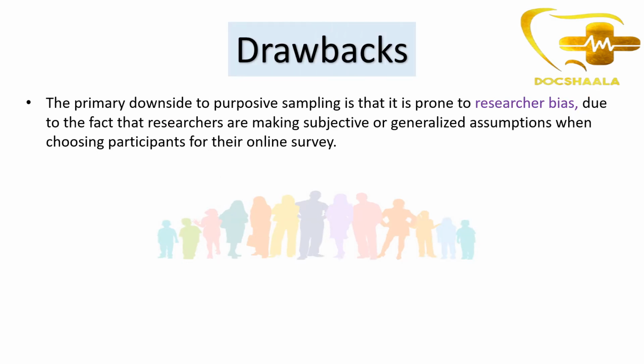So what are the drawbacks that we have in purposive sampling? We have said that before itself, right? It is prone to researcher bias. Of course, the researcher is so particular about the sample that he needs. So of course, it is subjected to researcher bias, making it subjective and generalized assumption.